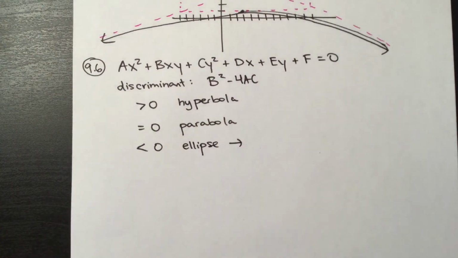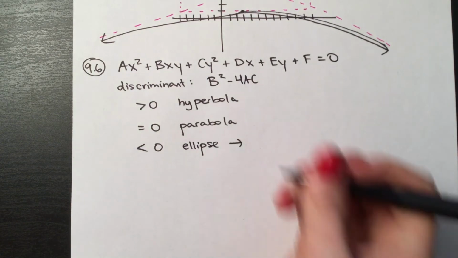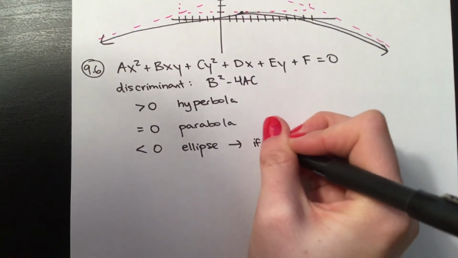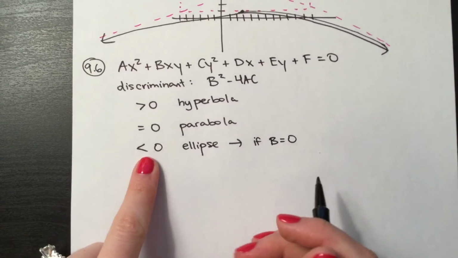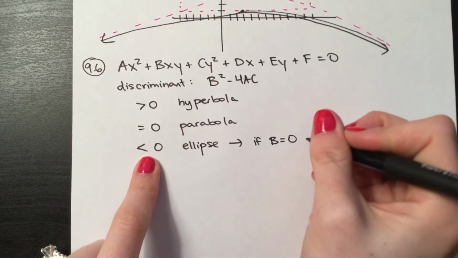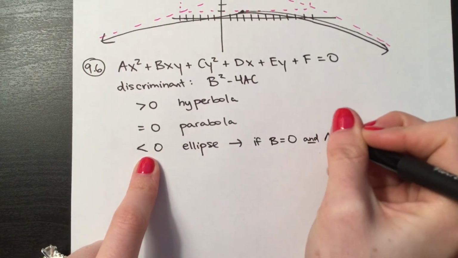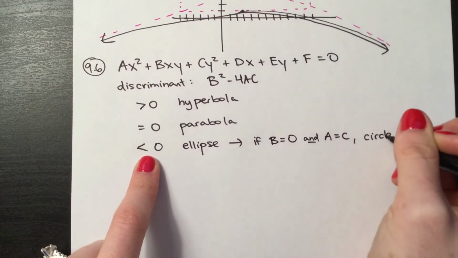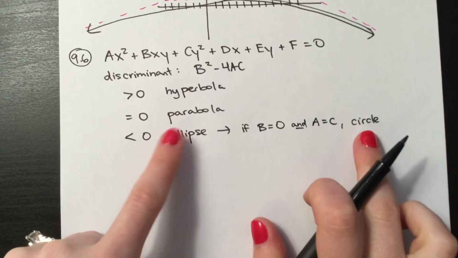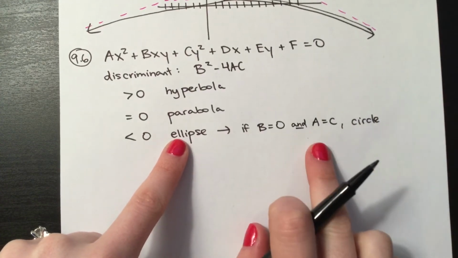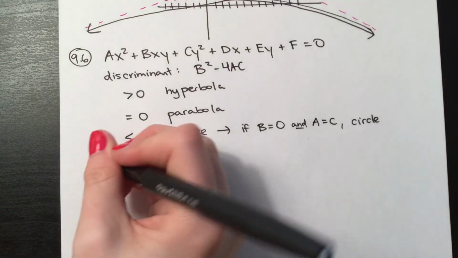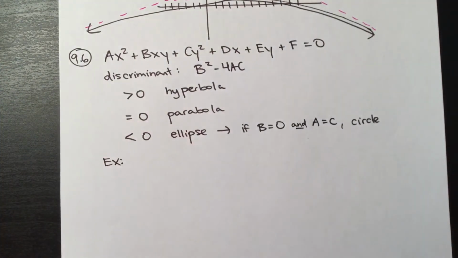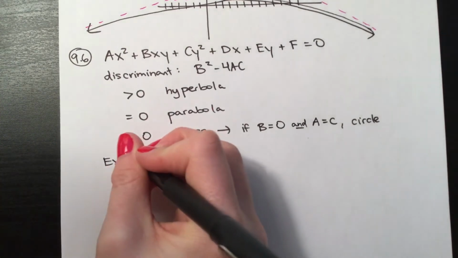So be careful with the ellipse, because an ellipse might also be a circle, which is like a more specific version of an ellipse. If the discriminant is negative and b comes out to be equal to 0 and a comes out to be equal to c, then it's a circle. Okay, so a circle technically is still an ellipse, so it does fall in this category, but if those 2 things are true, then more specifically you can say that it's a circle. So let's try one. I'm going to give you the following equation. We're going to go through the discriminant and talk about how to find what it is.